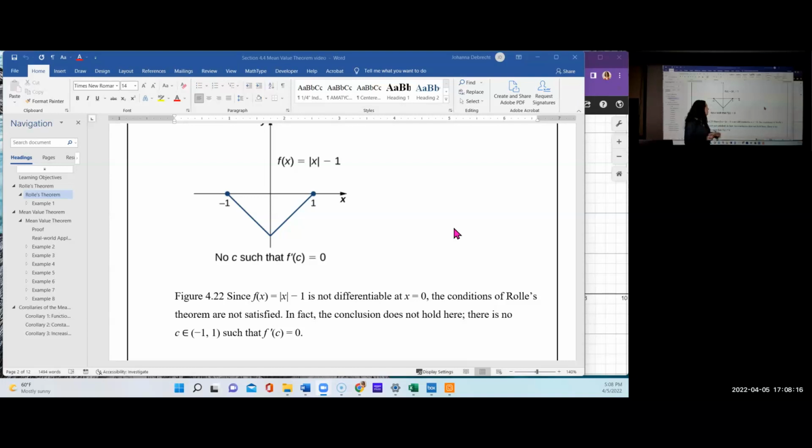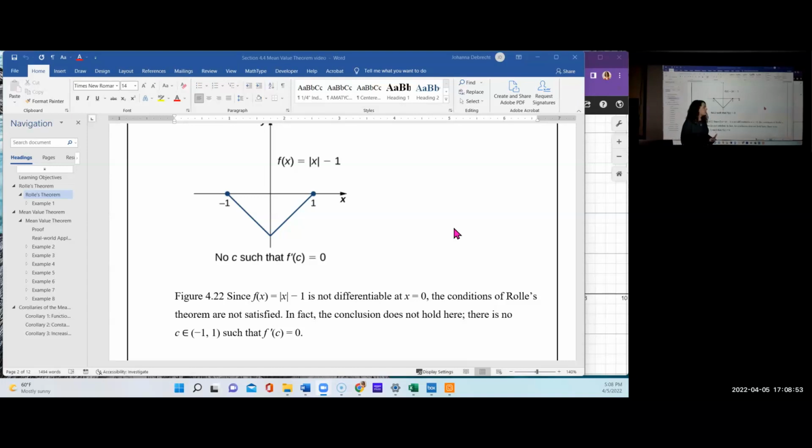Here's where we have a problem. We have one point, x equals 0, where we have a sharp corner. Anywhere we have a corner or a cusp or a point of vertical tangency, the first derivative does not exist. So we have a point on the interior of the interval between open -1 and open 1 where the first derivative doesn't exist. Because it's not true over the entire open interval, it's just not true. It's sort of a one and done. And that means that the second condition of Rolle's theorem is not met.